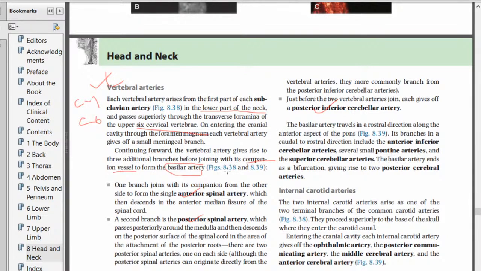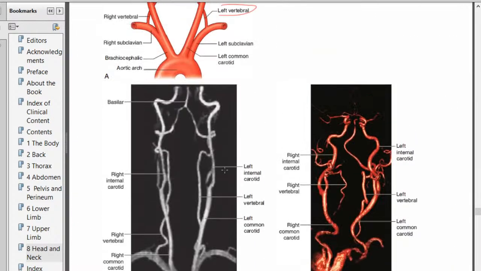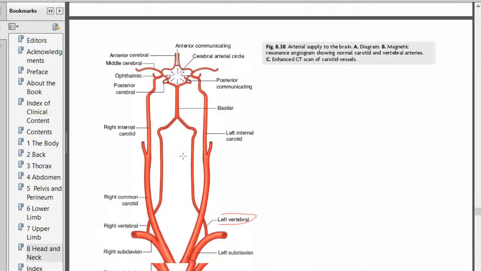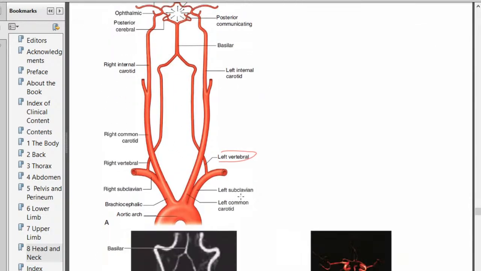Okay, so I need to see this figure. What are the things that we can understand from this figure? We see the left subclavian artery and the left common carotid artery. The subclavian artery and common carotid artery both arise from the aortic arch, and they are produced on both sides.